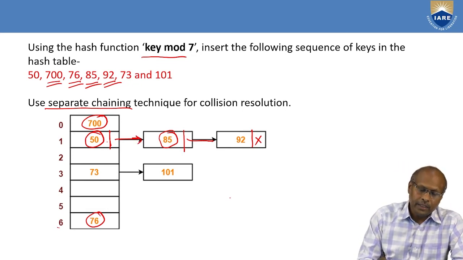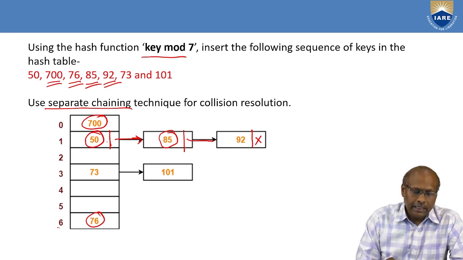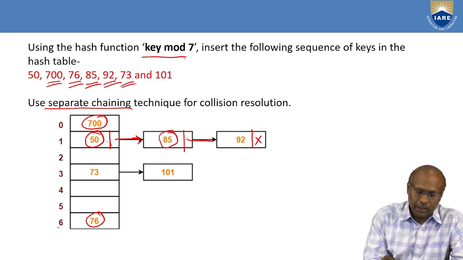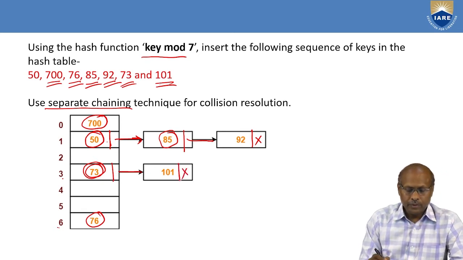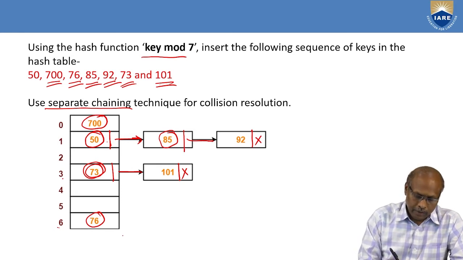Sometimes they may ask a question: store this data in a hash table, and if a collision occurs, apply chaining. So you can apply chaining. Now 73. 73 modulus 7 is 3. So directly store 73 here at the 3rd place. Similarly 101. 101 modulus 7, I am getting 3 again. But in the 3rd place data is already there. So apply chaining and store here. So this is the way you can store the data in the hash table. This is my hash table.